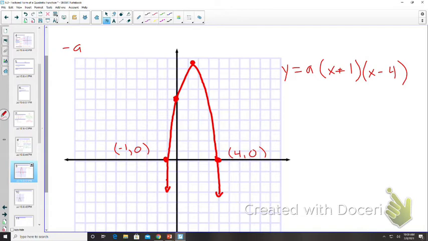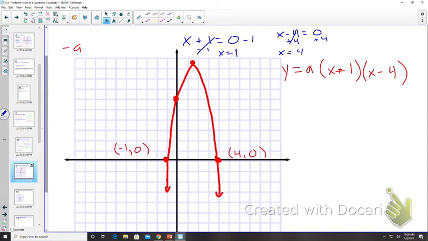X plus 1 and x minus 4. Okay, and again, if these brackets are kind of messing you up, or the x-intercepts, just remember, we have to do x plus 1 is equal to 0. We're going to set each of these brackets equal to 0, right? So x plus 1 minus 1, x equals minus 1. That's our x-intercept. Okay? And then x minus 4 is equal to 0, plus 4, x equals 4. Okay? That's how we get these values here. X plus 1 and x minus 4. Okay?